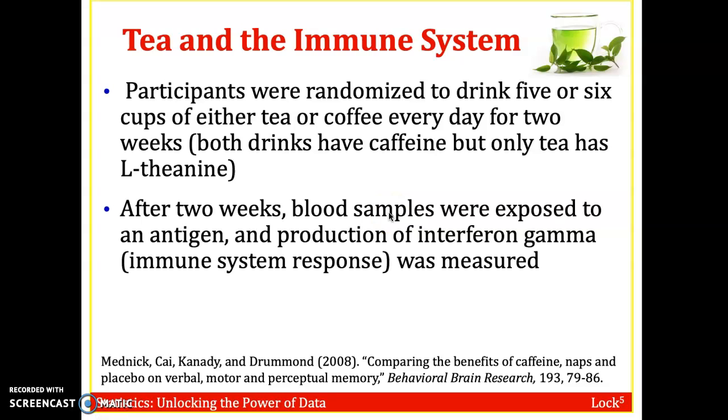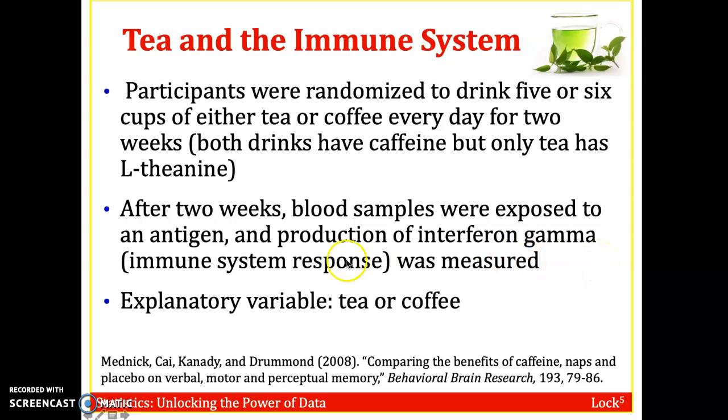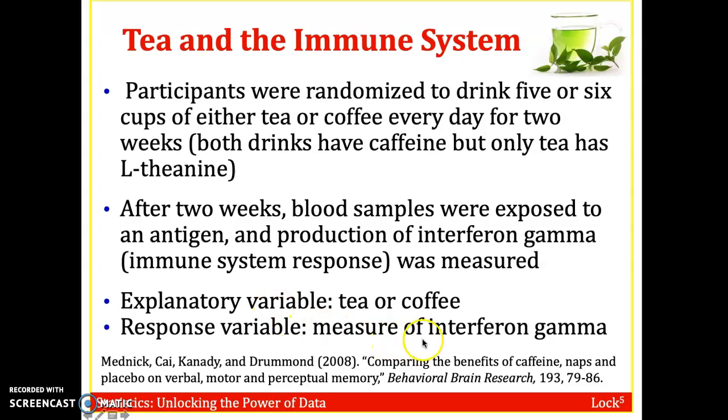After 2 weeks, blood samples were exposed to an antigen, and production of interferon gamma, an immune system response, was measured. So we're looking at what immune system response was measured after the 2 weeks. Looking through, the explanatory variable is tea or coffee. So a categorical explanatory variable, which of the 2 treatments were used. The response variable would be the measure of this interferon gamma. This is a test of the immune system.